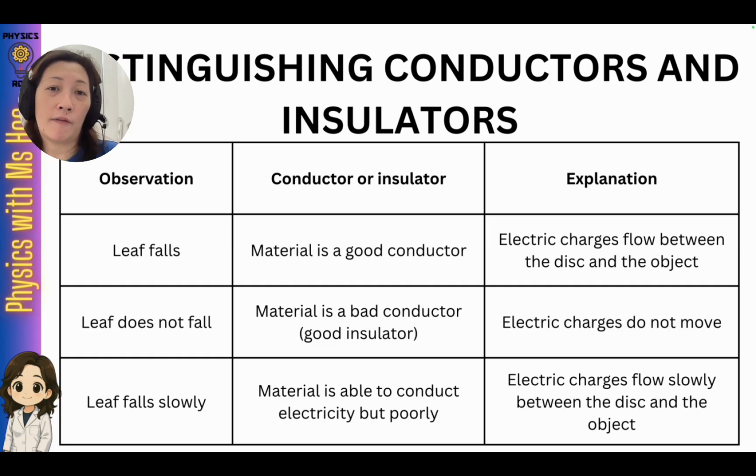Now, if the leaf does not fall, meaning it doesn't move at all, this means that the material is a bad conductor or a good insulator. And that's because electrical charges do not move, hence there's no reaction at all. Now, if we observe that the leaf does fall, but slowly, this means that the material is able to conduct electricity, but poorly. So the electrical charges can flow, but they flow slowly, either from the disc to the object or from the object to the disc.